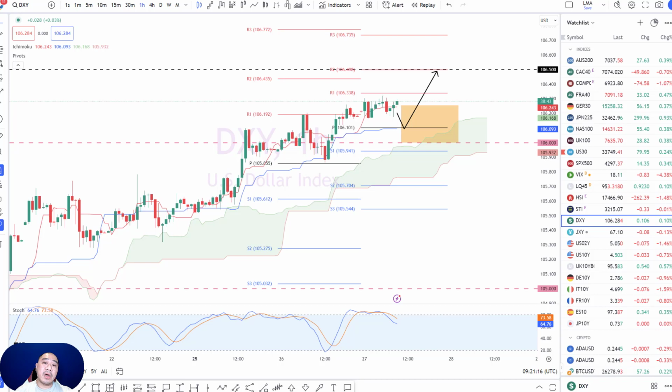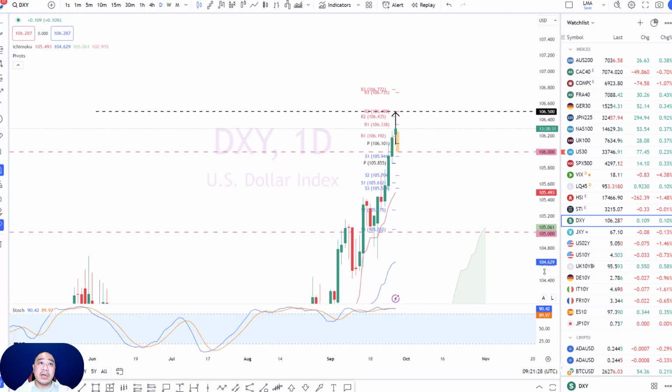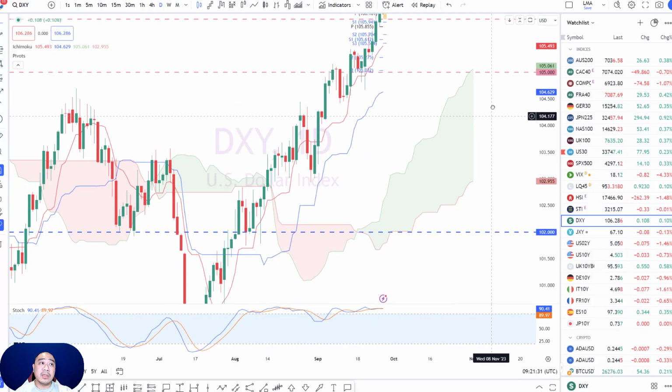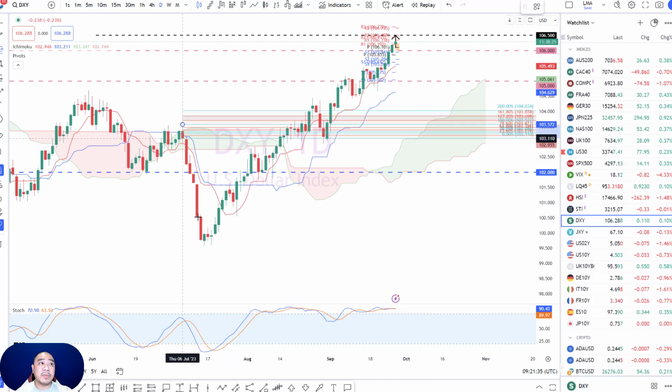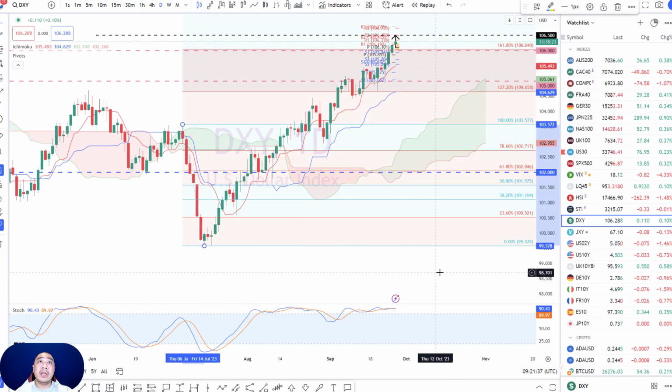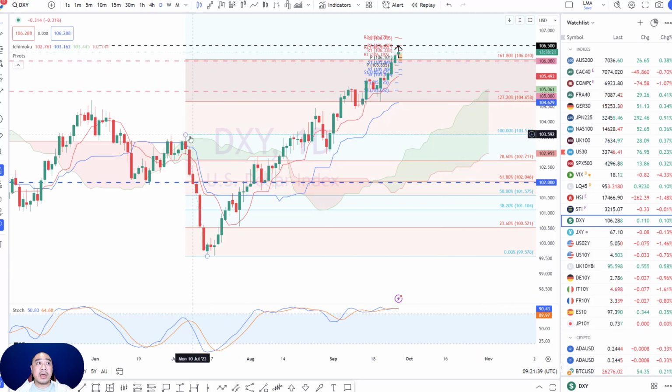So let's focus on the dollar index first. This one here has surpassed that 106 level that we have been talking about for weeks. And it's actually very interesting if we take a look at the dollar index in terms of measurable targets. We have exceeded the 161.8% Fibonacci extension. So let me just draw that for you here. You can see the 161.8% is exactly at 106 on the dollar index.